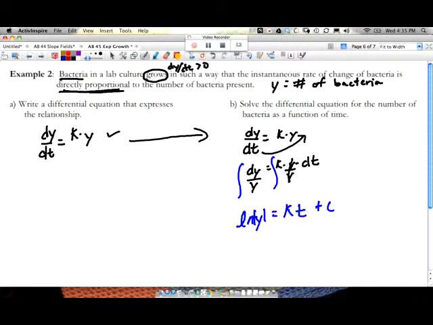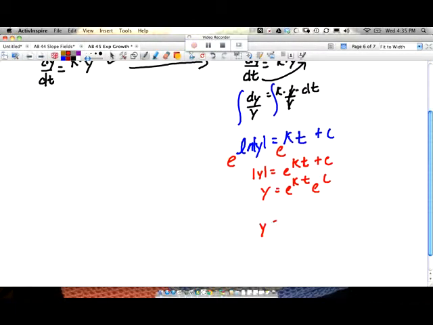All right, once you're at that point, now you can start trying to get these things by themselves. So we're going to have absolute value of y equals e to the kt plus c. And then we drop the absolute value because it's really positive since it's e to a power. Then we can split this up. e to the kt times e to the c equals y, because then y equals C, initial value, times e to the kt. That was it.